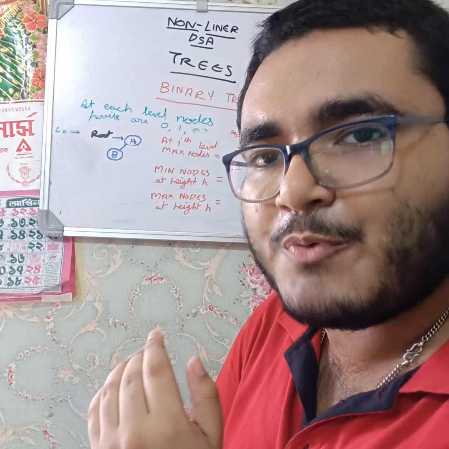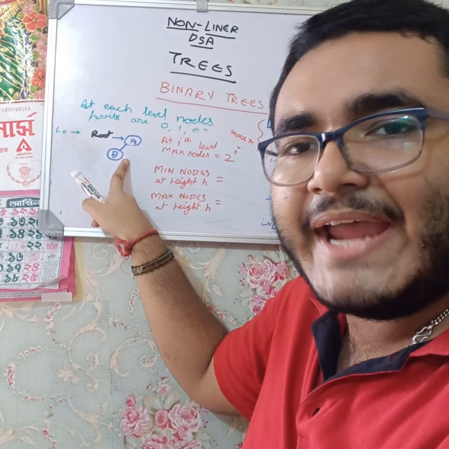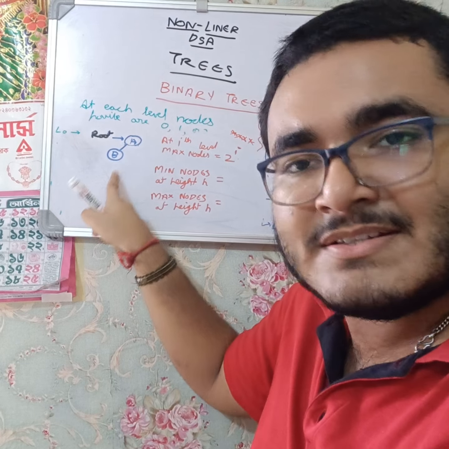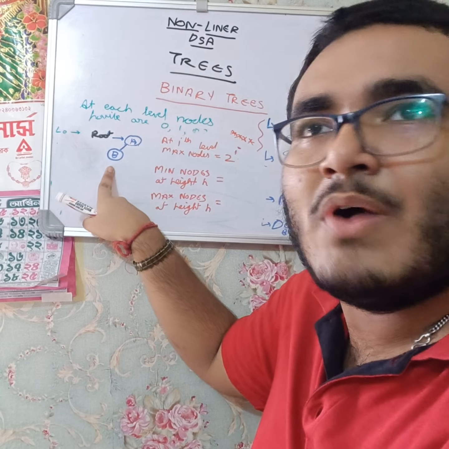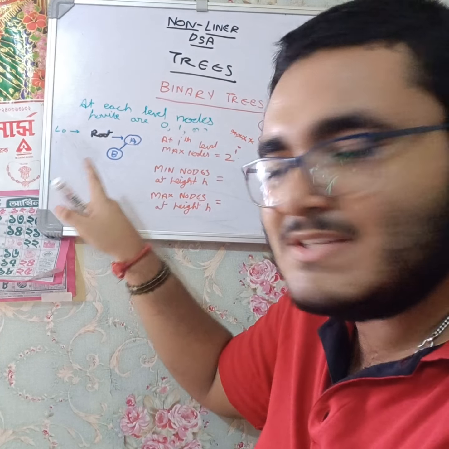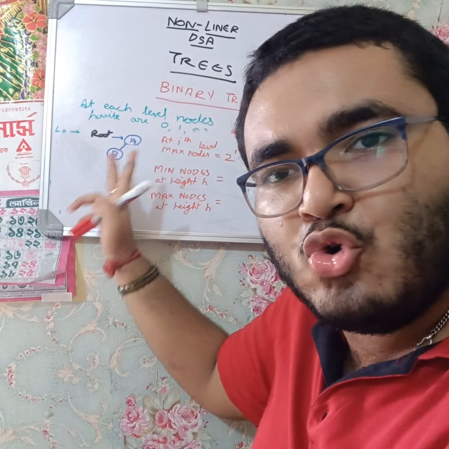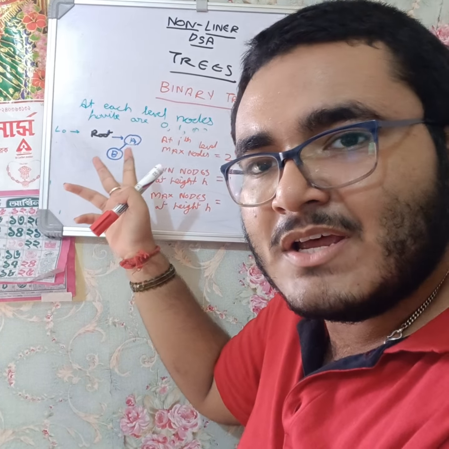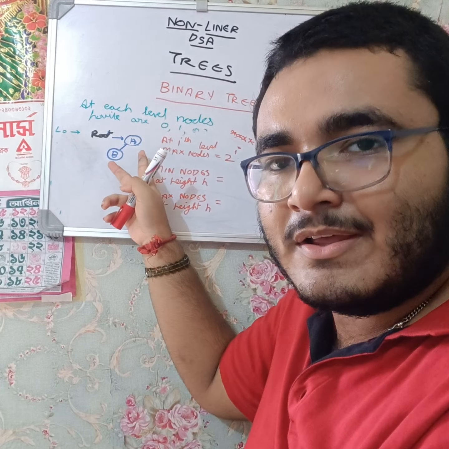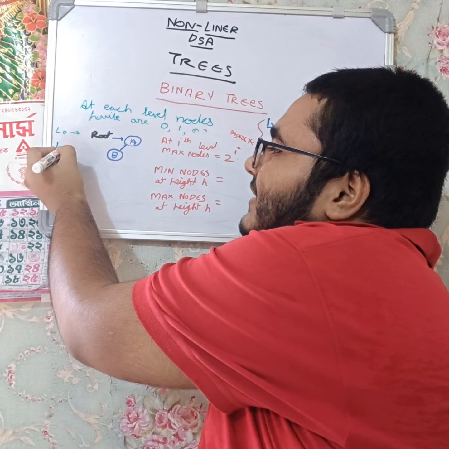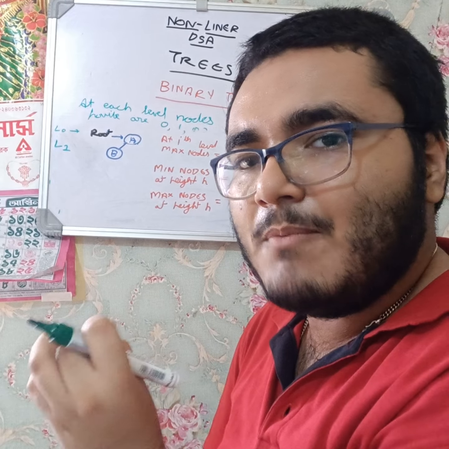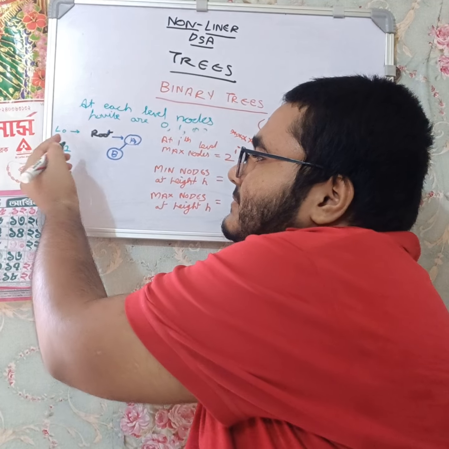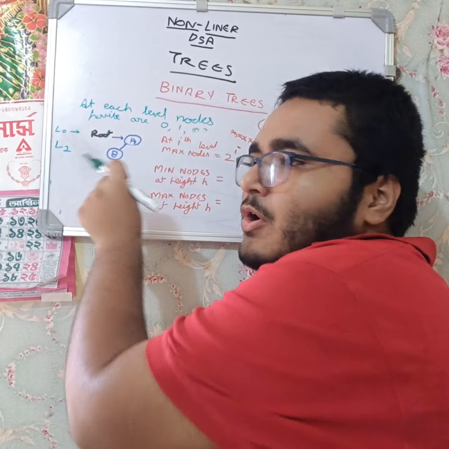So for the minimum nodes possible at height h, when the height is 1, because there is only one child, at level 1 the height is 1. So there can be a maximum of 2 nodes. If I look at the overall tree, at level 1, the maximum nodes possible is 2 and the minimum is 1.